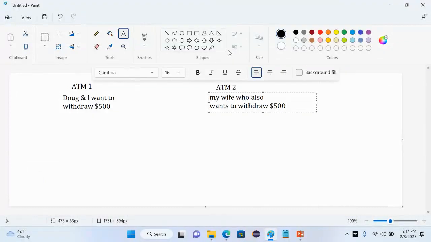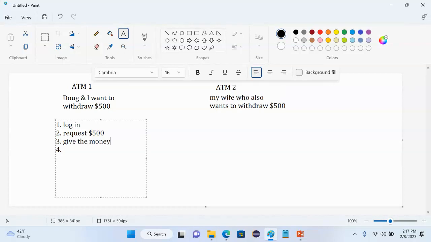Good so far? Okay. Now, we can all understand the way this is supposed to go, right? It should go something like this. Step 1, log in. Step 2, request $500. Step 3, UI, well, let's see. Step 4, give the money. And step 5, update the database. Okay, and that's the way it should happen on this other side as well.